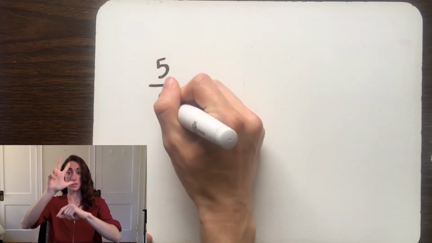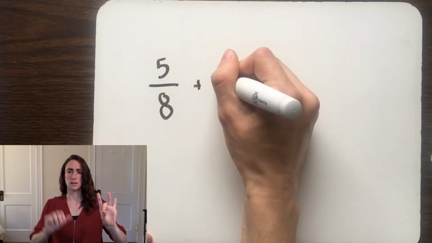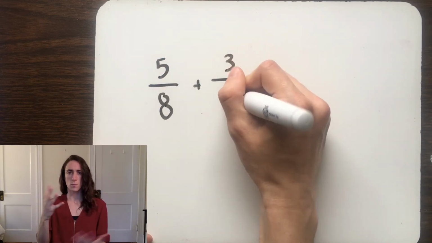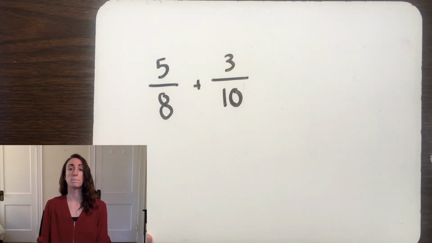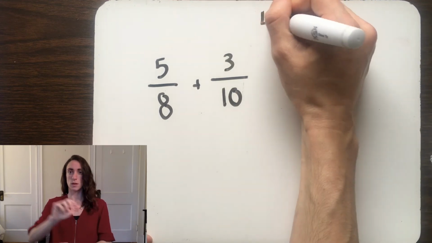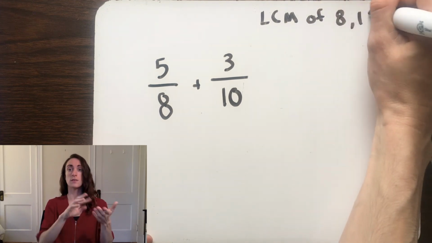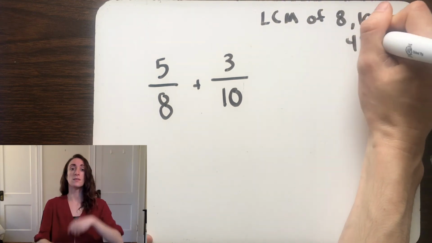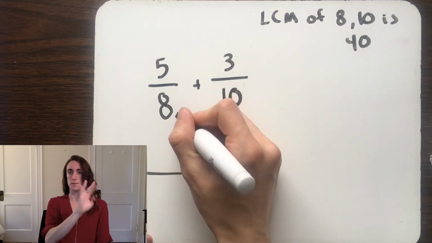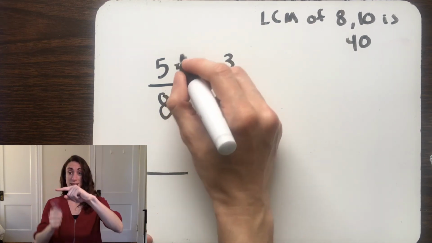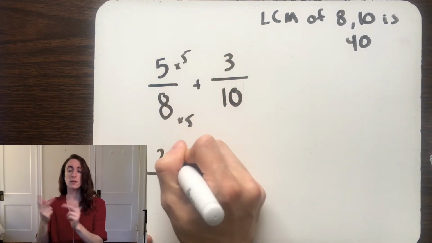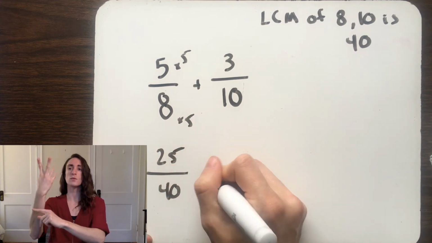So we've got 5/8 plus 3/10. So what is the least common multiple of 8 and 10 for our common denominator? It's 40. So we want to change our eighths and our tenths both to fortieths. And we're going to do that by multiplying 5 and 8 both by 5, and 3 and 10 both by 4. So that'll get us to 25/40 and 12/40.